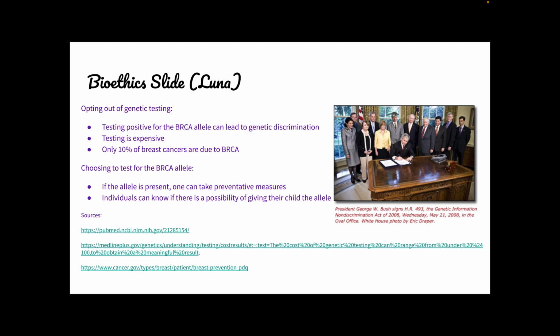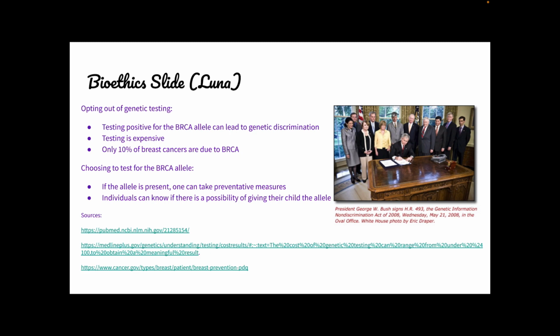Testing is also expensive. It's not financially covered all the time by insurance, so a lot of families may not want to spend money on something that may not even determine if they get breast cancer or not. And going off of that, only 10% of breast cancers are due to BRCA, meaning there are so many other environmental factors and other genetic factors that could be causing you to get breast cancer. So testing positive for the BRCA allele isn't like you're going to get breast cancer. It's more of a risk factor that you have to consider when thinking about how you're living your life.